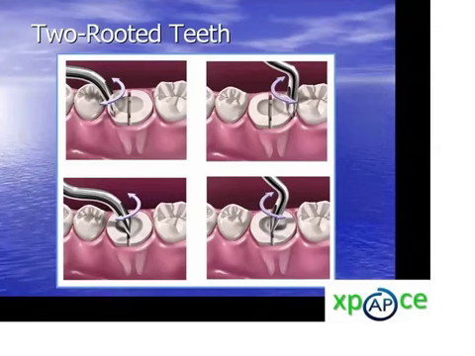Another option, once the roots have been separated, is to use the proximators to complete the split between the roots and then advance them down the PDL space along the proximal and distal roots in order to elevate them from the socket.